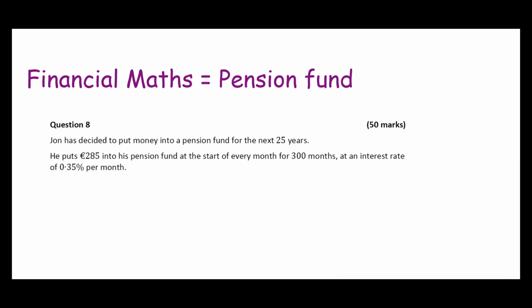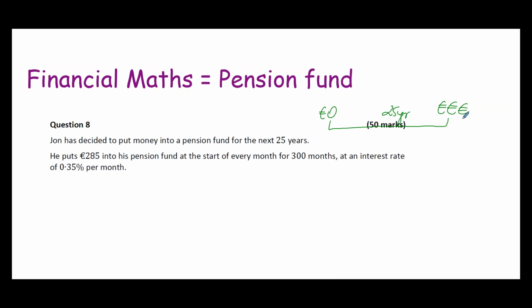Let's have a look at financial maths, and in this case, a pension fund. John has decided to put money into a pension fund for the next 25 years. So what's happening here is that he doesn't have money, so he goes from zero money to create a pension fund. So at the end of the 25 years, he's going to have money.